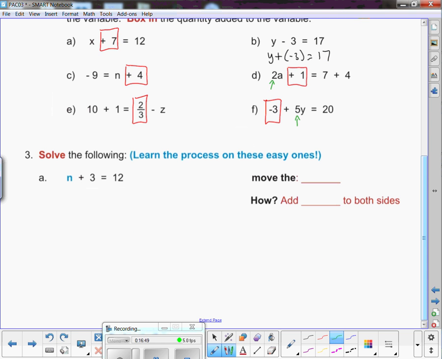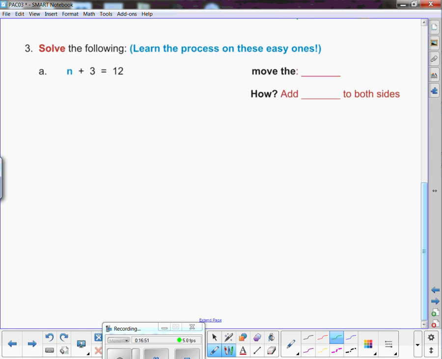Okay, just a little bit there. Now let's get down to the nitty-gritty. Let's actually do some problems. Okay, so solve the following. Learn the process on these easy ones. Now, look, I said they're easy. You can look at A and figure out the answer, can't you? Come on, say it out loud in your bedroom or living room or wherever you are right now. The answer is n equals, all right, and hopefully you thought 9. But listen, we're trying to learn the process, right?